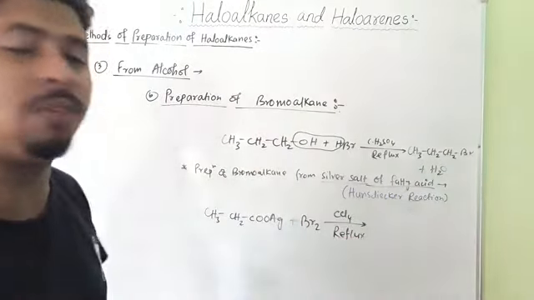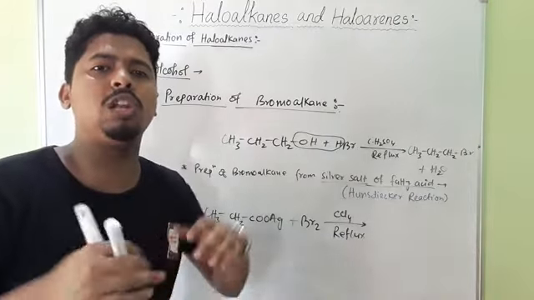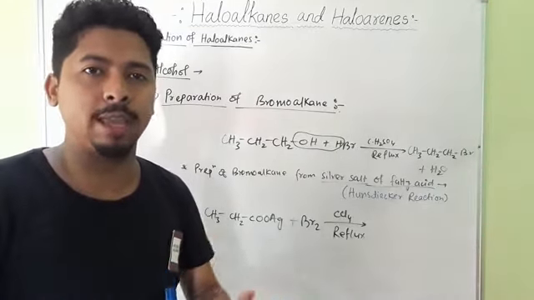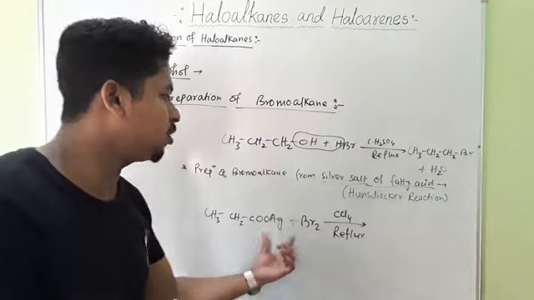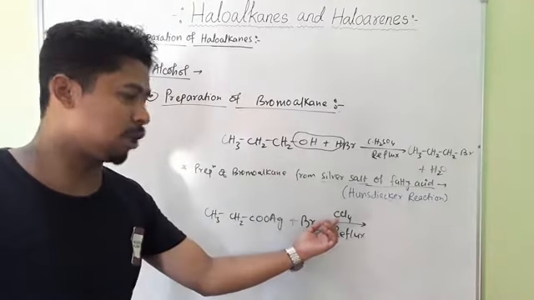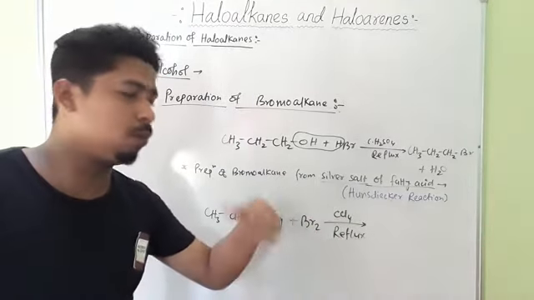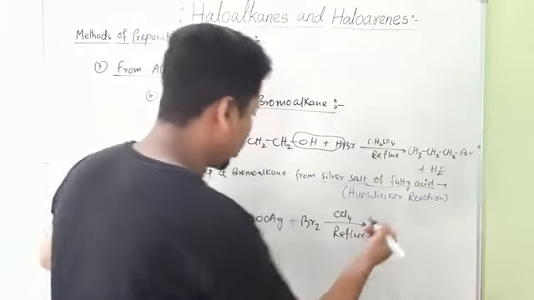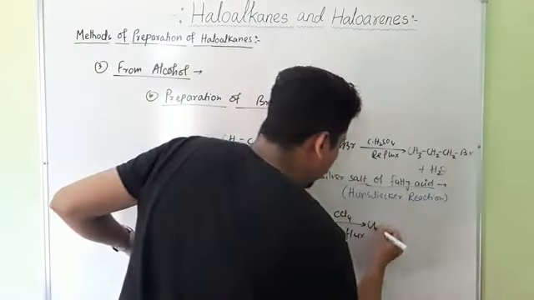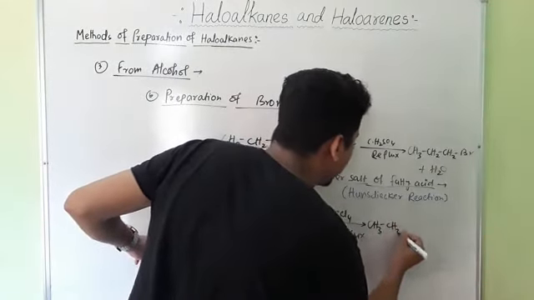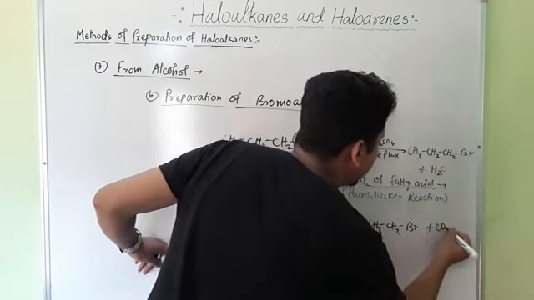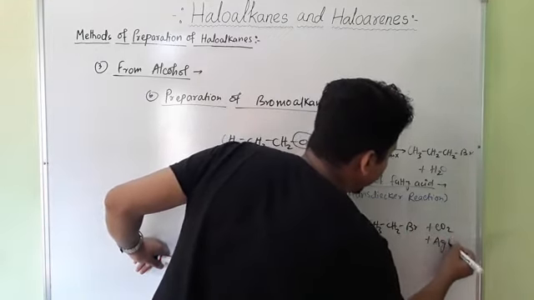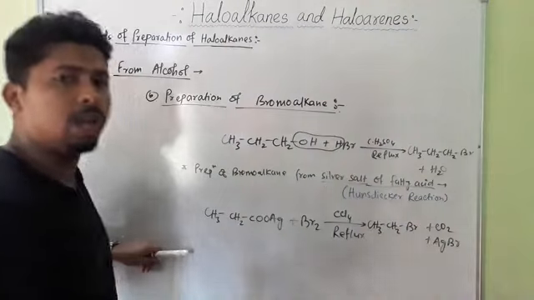Now the question comes, what is reflux? Reflux means continuous boiling. So when these mixtures are treated in the presence of carbon tetrachloride under reflux, it will produce the corresponding bromoalkane. What happens here? It will produce CH3-CH2-Br plus CO2 plus AgBr, silver bromide. Now how does this reaction occur?